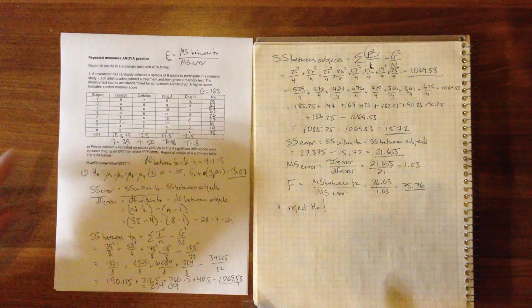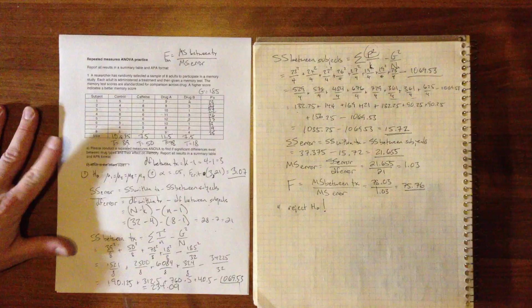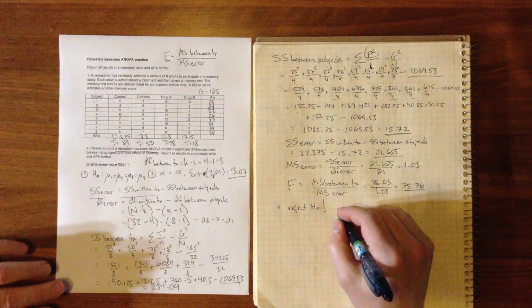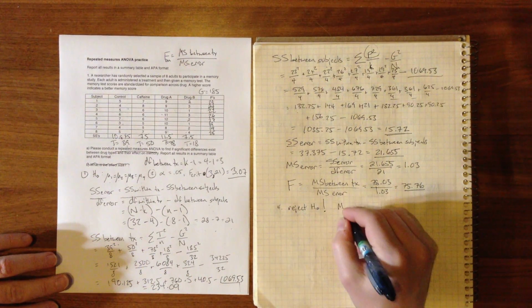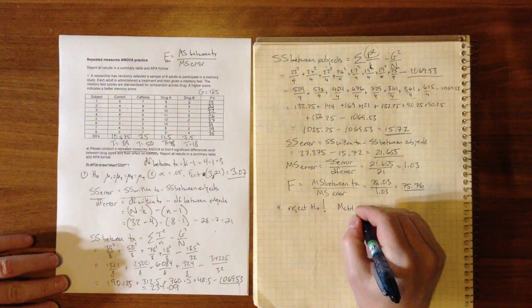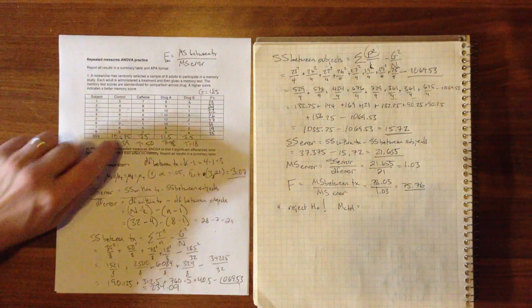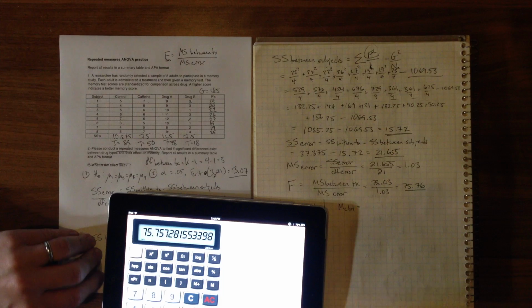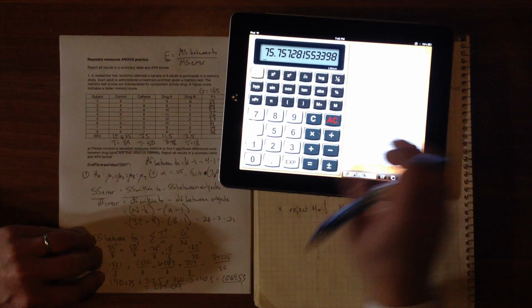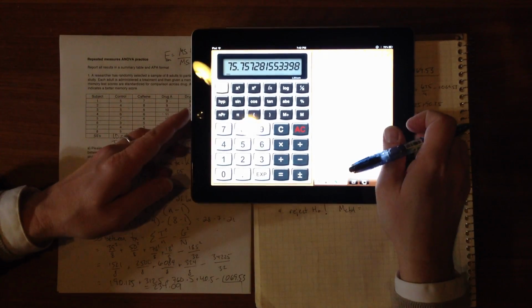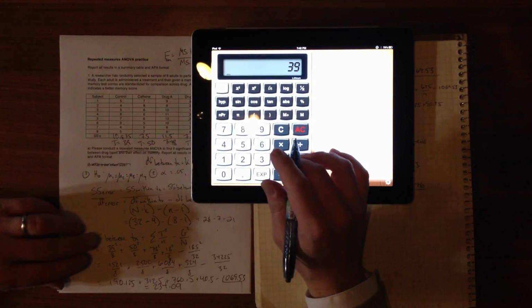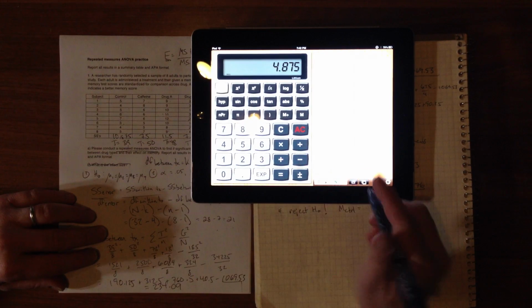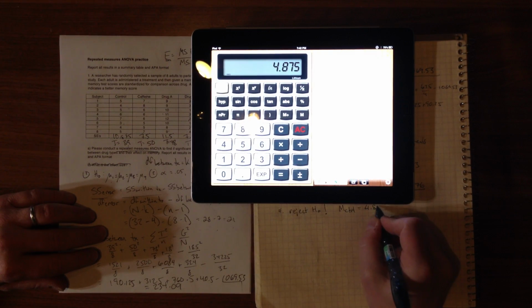What does that tell us? It tells us that somewhere among these three group means, which we don't actually know what they are, let's go ahead and calculate those group means. So the mean for the control group, I got the totals here, I'll just divide by the number of scores in each one, so 39. Make sure you guys can still see that. 39 divided by 8 is 4.875.